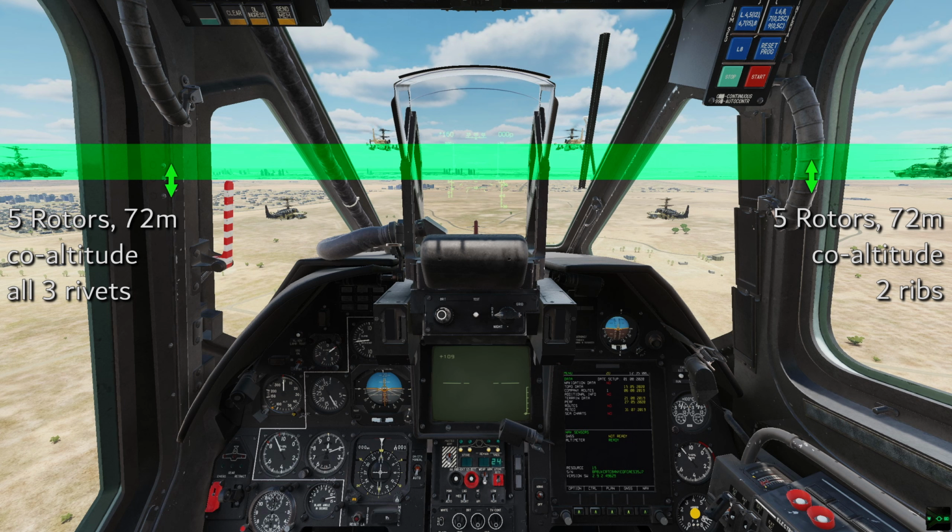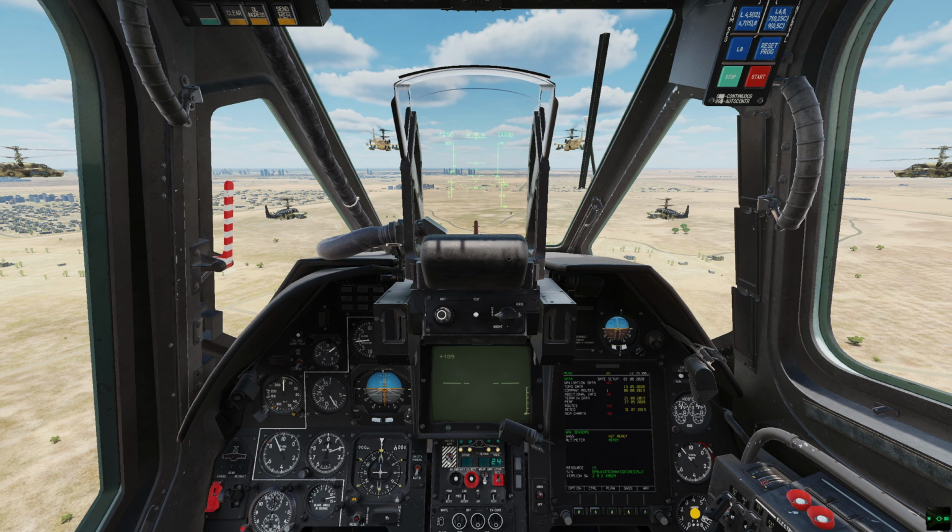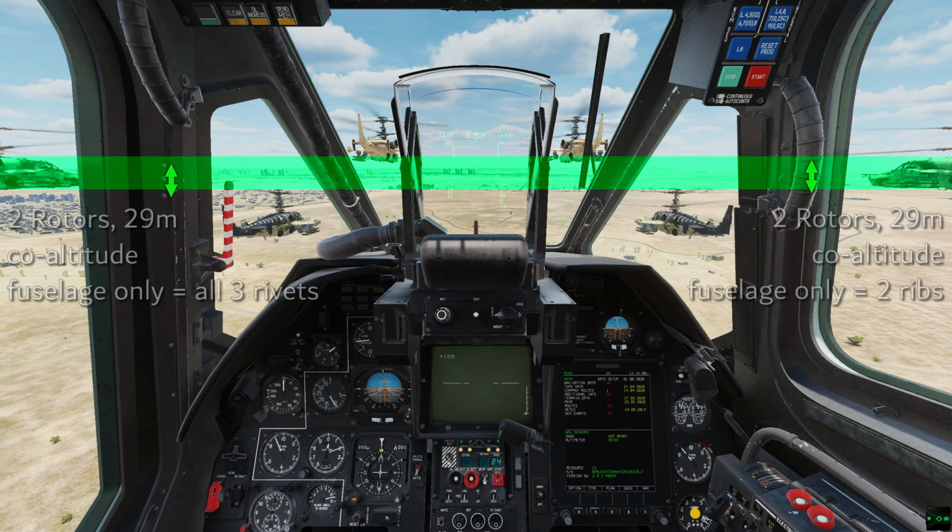If you're flying in a mixed formation, the Hind is substantially larger in fuselage and has a 17 meter rotor disc compared to your 14. The Mi-8 is even bigger with a 21 meter rotor diameter.